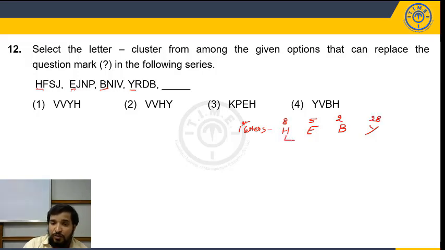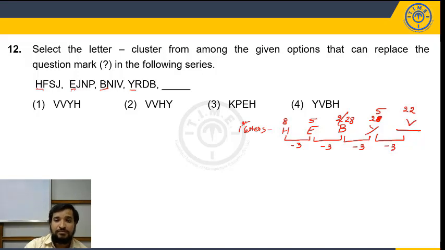Now B to E, what's the difference? Say 3. E to B, difference is 3. And B to Y, difference is 3. B place value is 2, or we can express B as 28. So 28 minus 3 is 25, that is Y. So what's the missing letter here? What's the next letter? Y minus 3, that is 25 minus 3 is 22, and 22 is V. Now the first letter should be V.